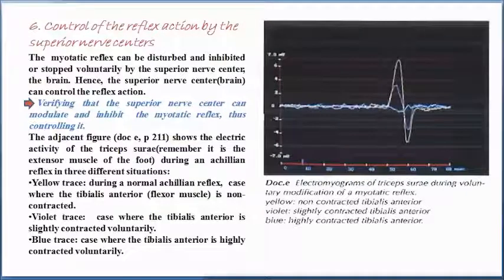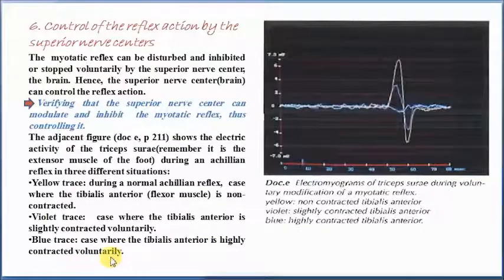Now, as observed in document A, in the case of the normal Achillean reflex, when the TA was not contracted, the TS showed the greater amplitude of response. Here, the TA was not contracted. The TS is showing a very high amplitude of response, which is about 7 millivolts. However, when the TA was slightly contracted, what they observed was that the TS showed a lower amplitude of response, which was around 3. Now, when the TA is highly contracted voluntarily, what they observed was the blue trace, which showed that the TS recorded no response at all.